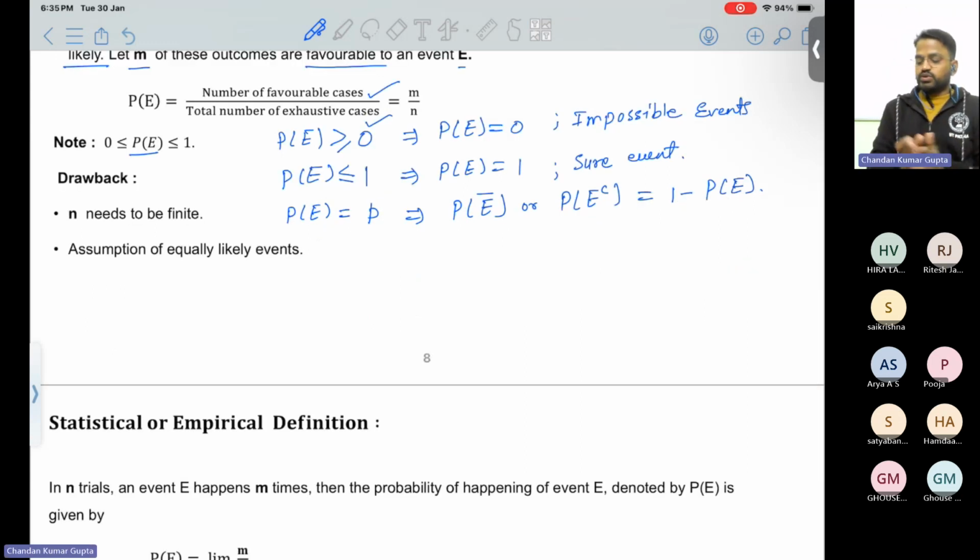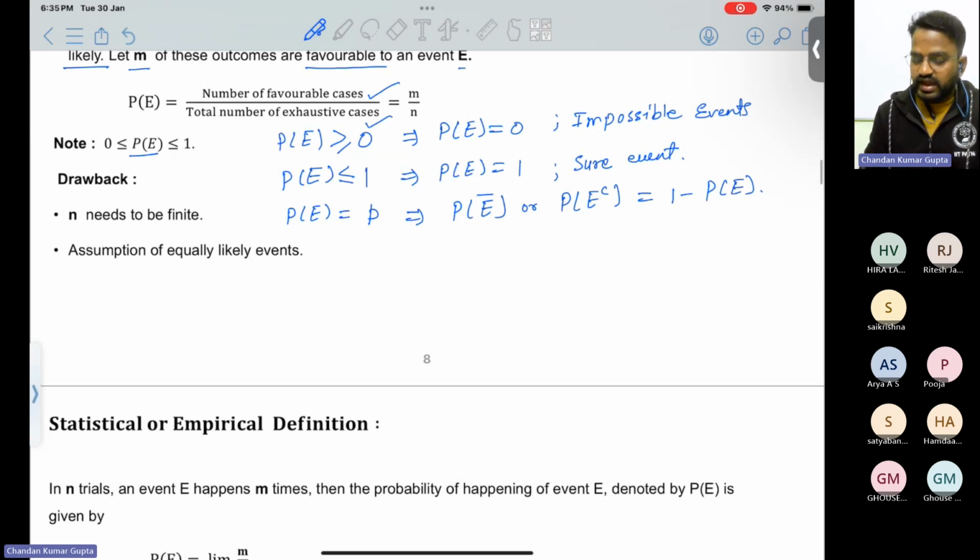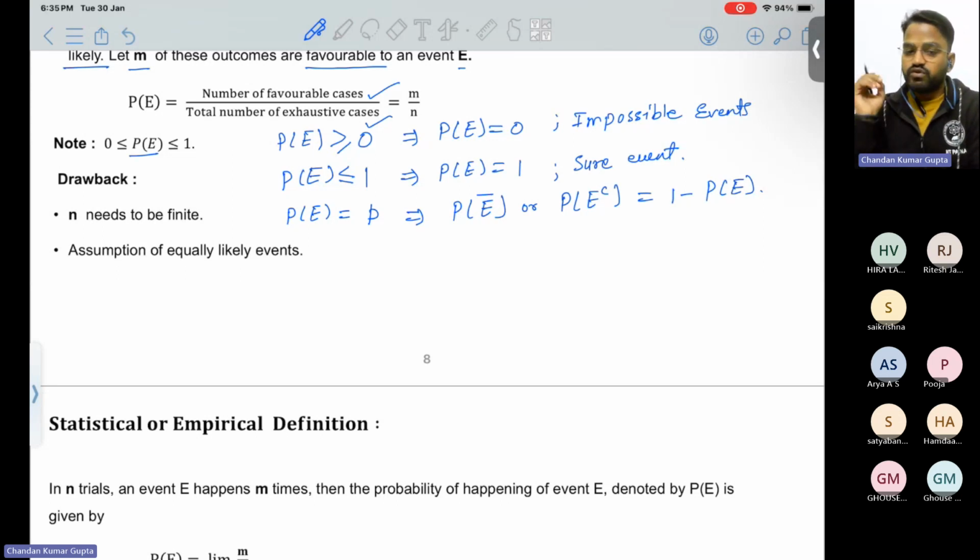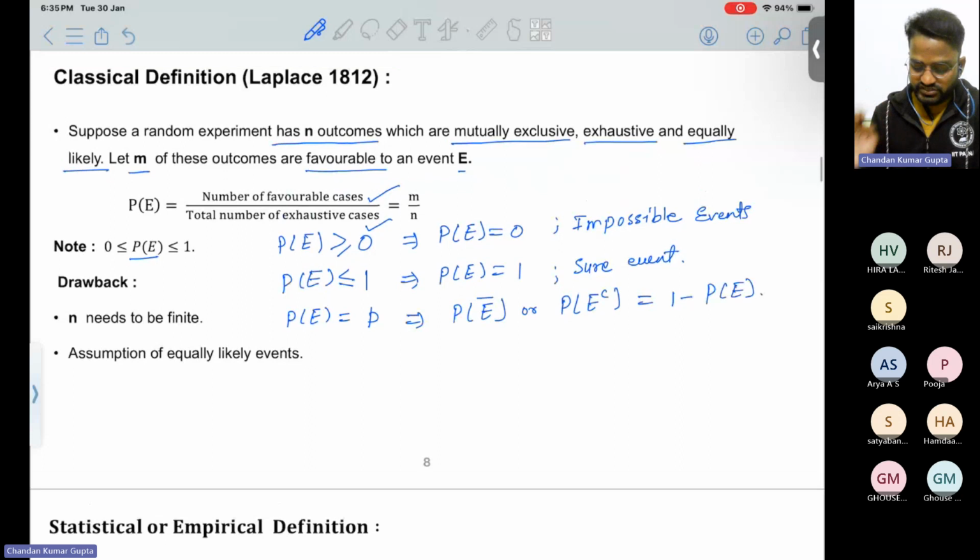Correct. Okay. So an event and its complement are disjoint, and the union of any subset and its complement equals the sample space. The same law is satisfied here: the probability of any event E plus the probability of the complement of that event equals 1.